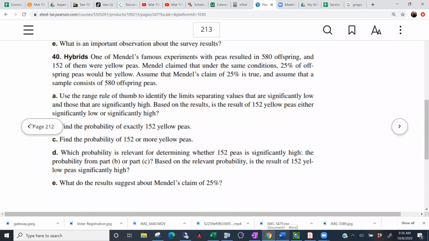What do the results suggest about Mendel's claim of 25%? Well, they're consistent with his claim. Okay, so we didn't see anything that suggests that his claim is wrong. Does it prove his claim is right? Not really, but at least we feel pretty comfortable with his claim. There's nothing to suggest that he's wrong with his claim. And that's about the best we can say here, that the results are consistent with his claim.